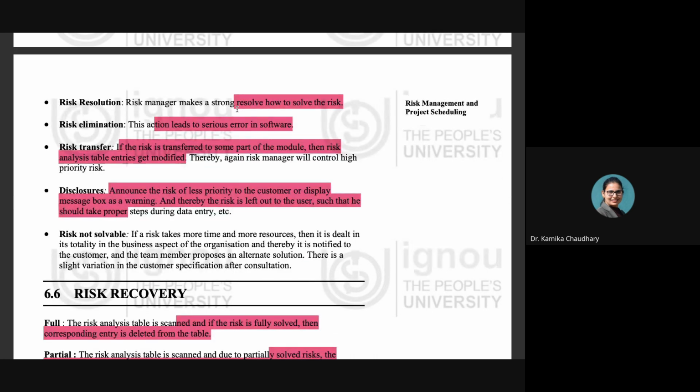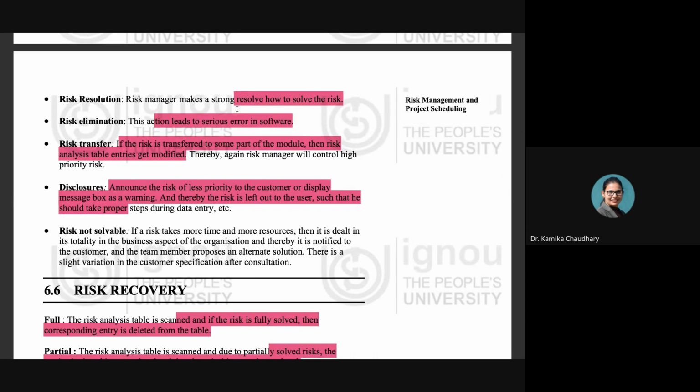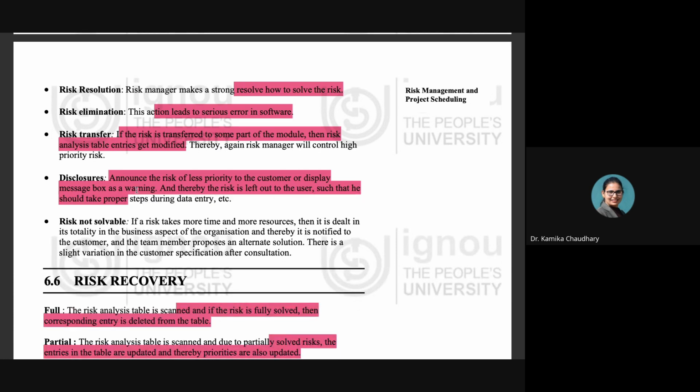Risk transfer: if the risk is transferred to some other part of the module, then the risk analysis table entries get modified. From one part to another part, we transfer the risk so that it does not affect this particular path. Disclosure is announcing the risk of less priority to the customer or displaying a message box as a warning. Sometimes, whenever we are using a website, a warning is displayed. So you inform the customer about the possible risk, or you inform them by displaying a message box as a warning that if you are going to do this, this is the risk involved in this functioning.